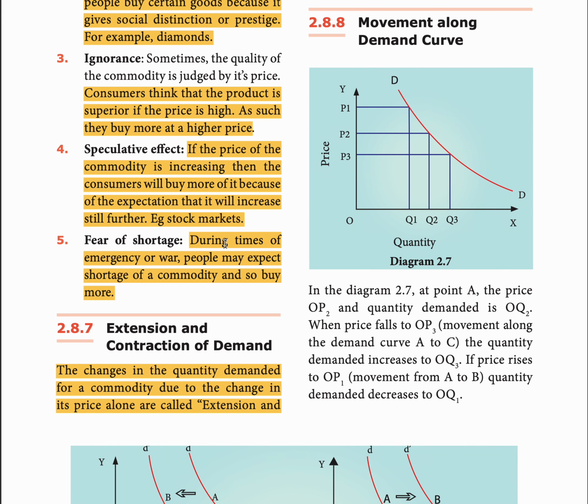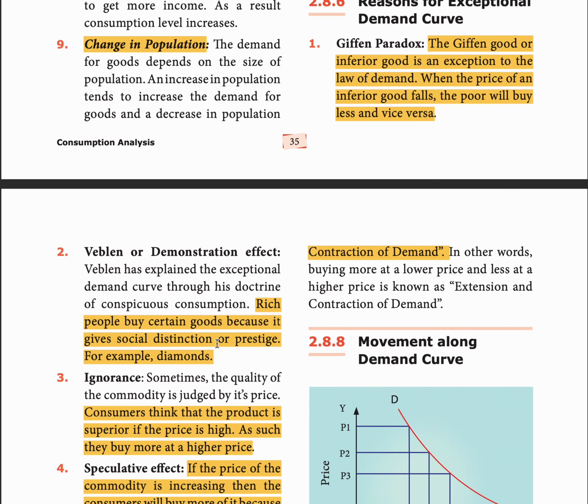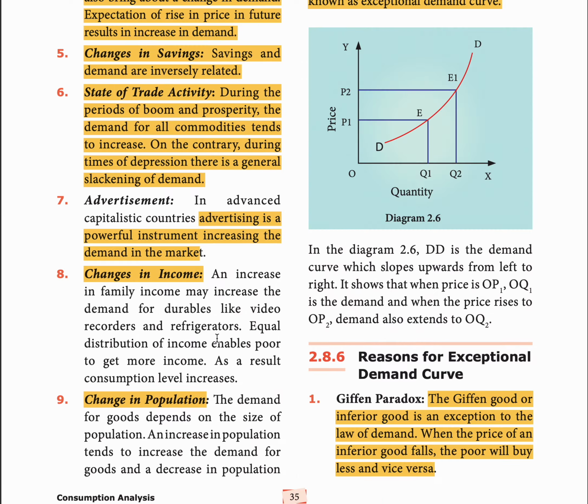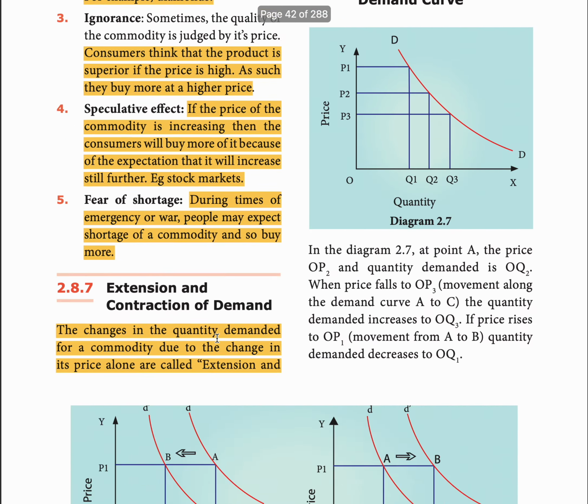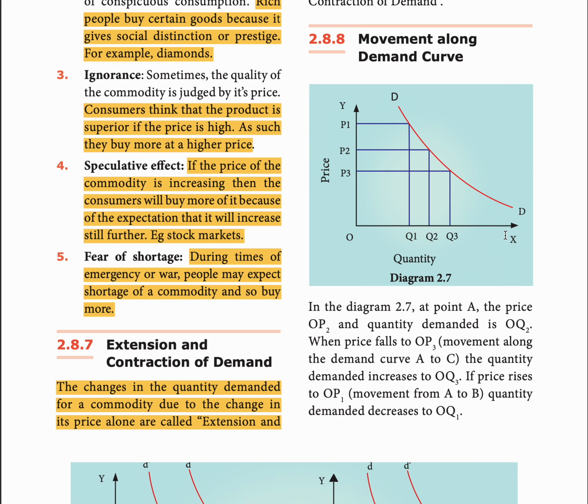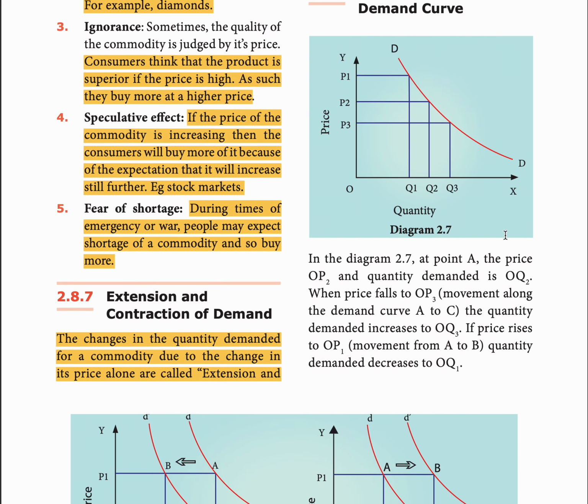Now, friends, extension and contraction of demand. The change in quantity demanded for a commodity due to change in price is called extension and contraction of demand. Now, movement along the demand curve. This is a movement along the demand curve.